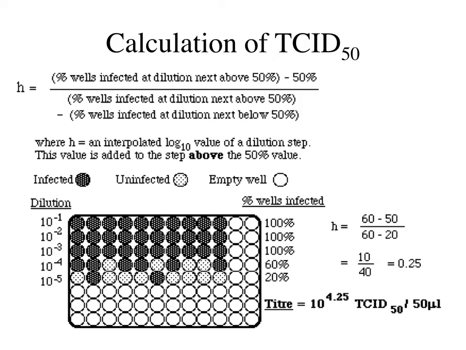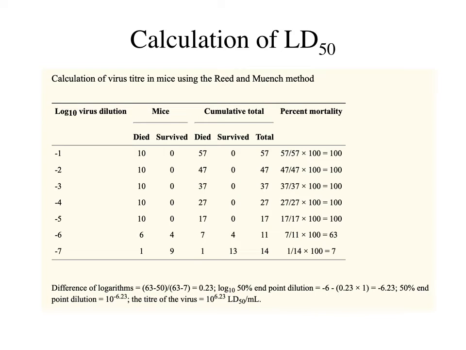And here's another example. With this, we're calculating LD50, and we're using mice, and you can see over at the left the different dilutions of virus, -1, -2, and so on. Now, for each one of these dilutions, there were 10 mice. So 10 mice were given an injection with the dilution at -1, and 10 other mice were given -2, and so on. And then, after the appropriate time period, you count up how many died and how many survived.